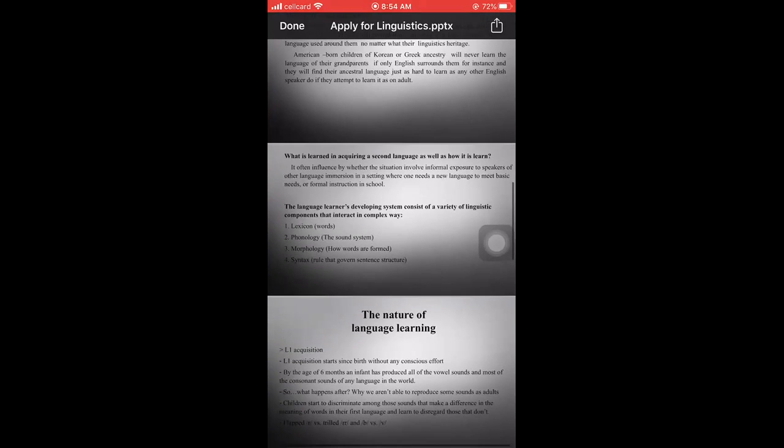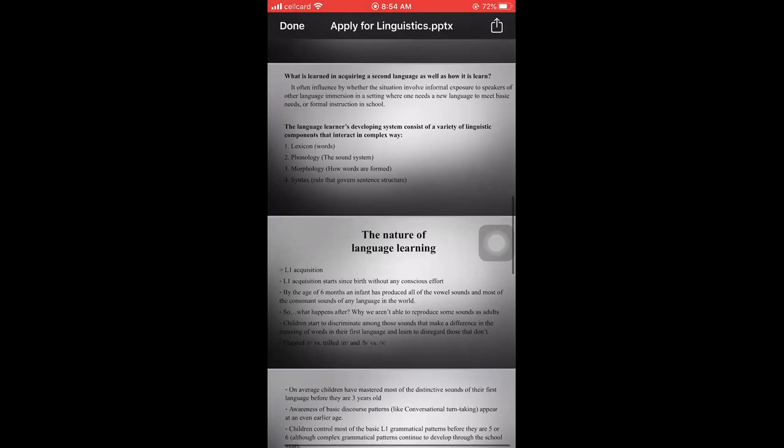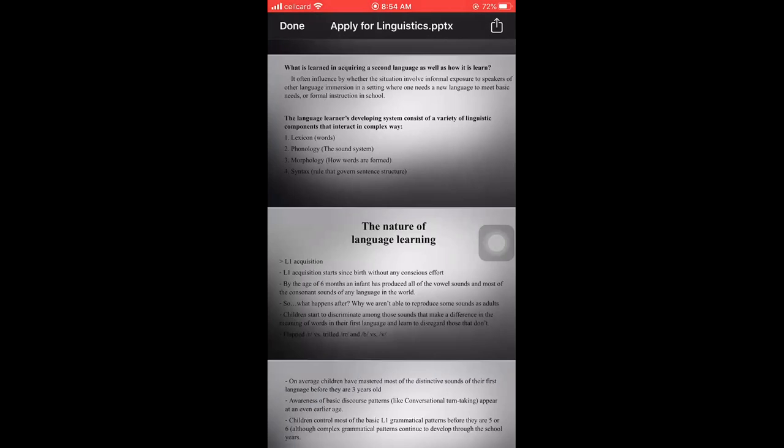What is learned in acquiring a second language, as well as how it is learned, is often influenced by whether the situation involves informal exposure.